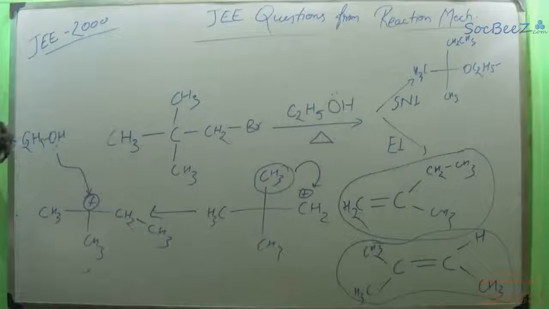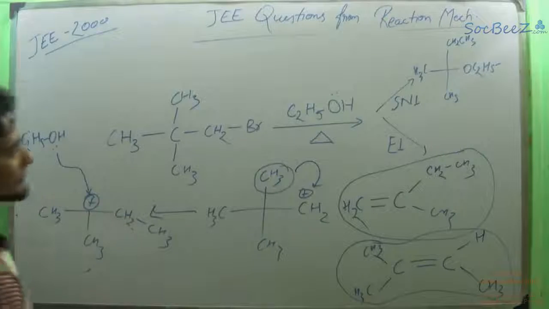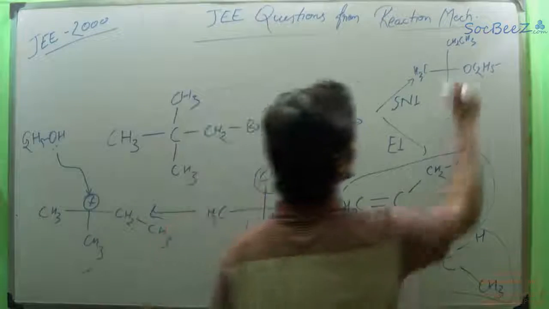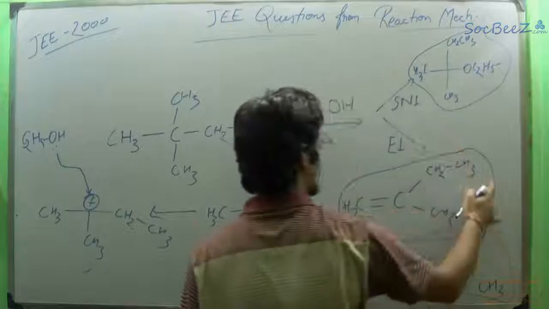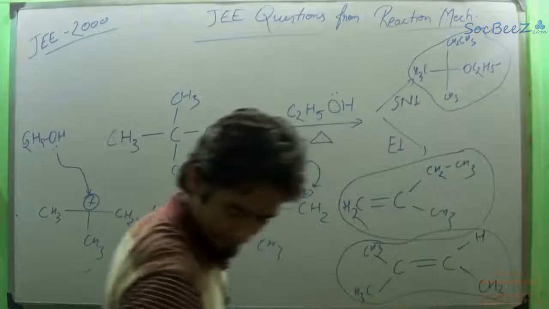So in the question, it was asked what could be the products. Mainly there are three possible products. One was this, one was this, one was this.